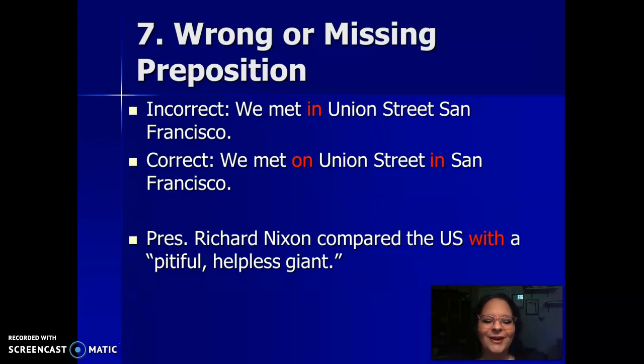President Nixon compared the U.S. with a pitiful, helpless giant. That means he's got both of them side by side and he's comparing both of them. No.